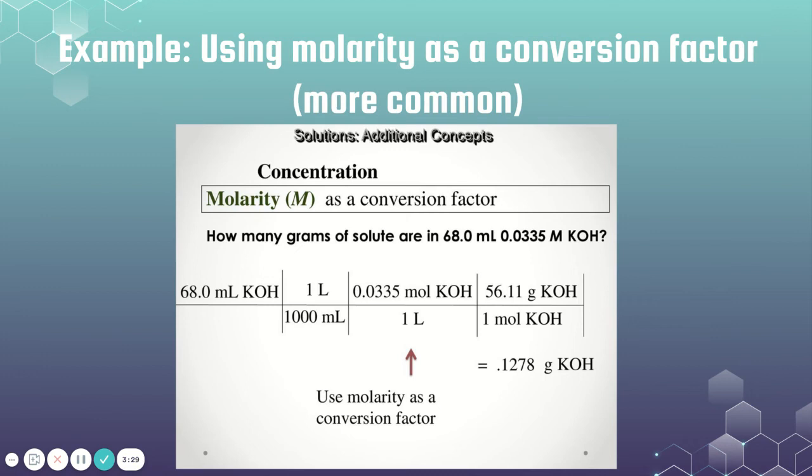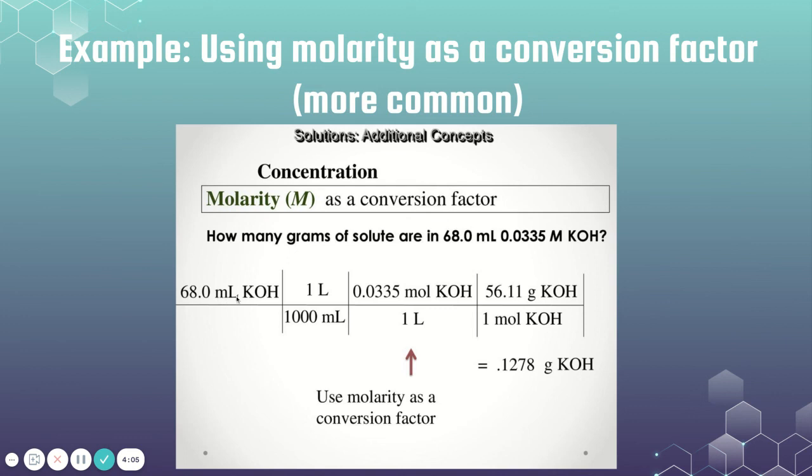This is how we would use it as a conversion factor, not necessarily calculating molarity. It says, how many grams of solute are in 68 milliliters of 0.0335 molar potassium hydroxide? So I'm starting with my volume. That was my given, right? This molarity is a conversion factor because even though it has the capital M, we know in our brains that that's two units there. That's moles per liter. So I know that it can be used as a conversion factor, the same way we use density as a conversion factor. My given is the 68 milliliters.